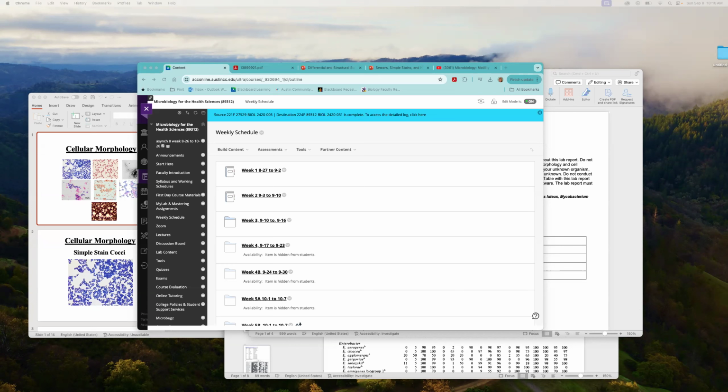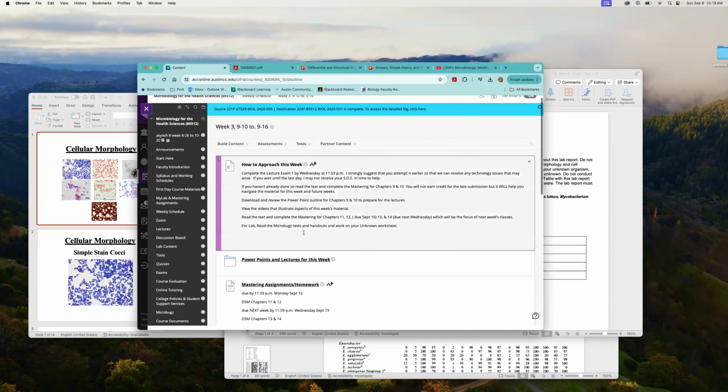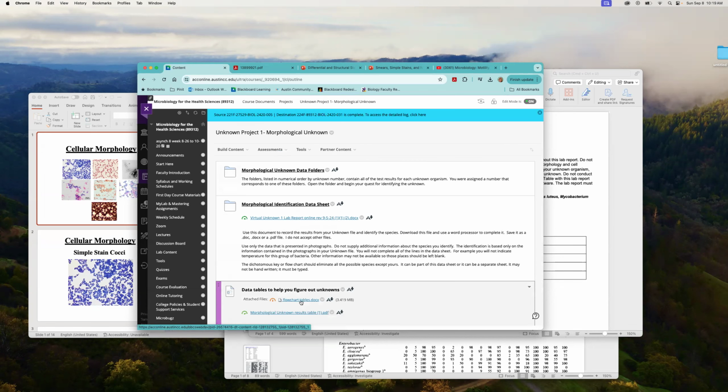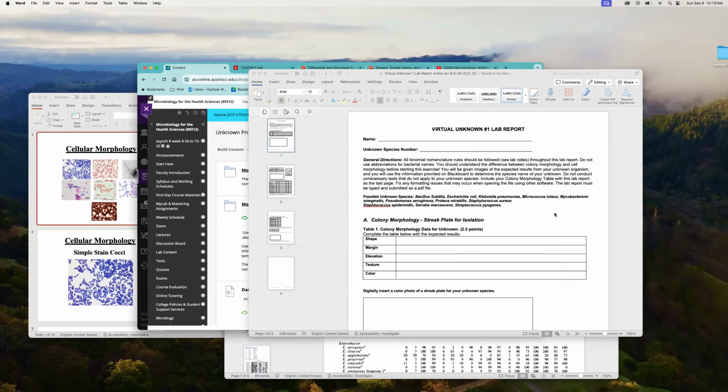And so to do that, I'm going to walk you through things. In week 3 here, in addition to what we have in the lab, there is a separate area that says Unknown Project One, Morphological Unknown. When you select that, it's going to take you to a lot of information. The first thing you're going to look at is probably the data sheet that I've told you to download before. So let's take a look at this and then we'll come back to that.